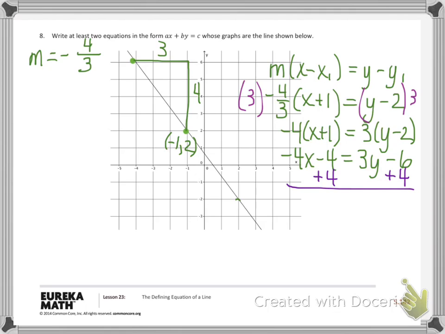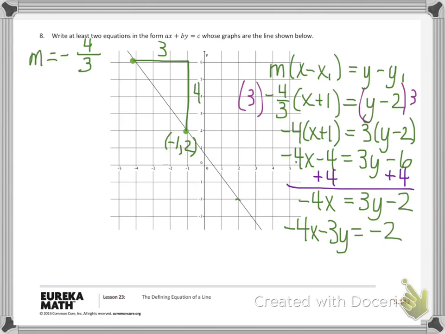This might be a little bit longer process than using the slope-intercept form. -4x is equal to 3y. -6 plus 4 is -2. And now I'm going to subtract 3y, so I'll have -4x minus 3y is equal to -2.